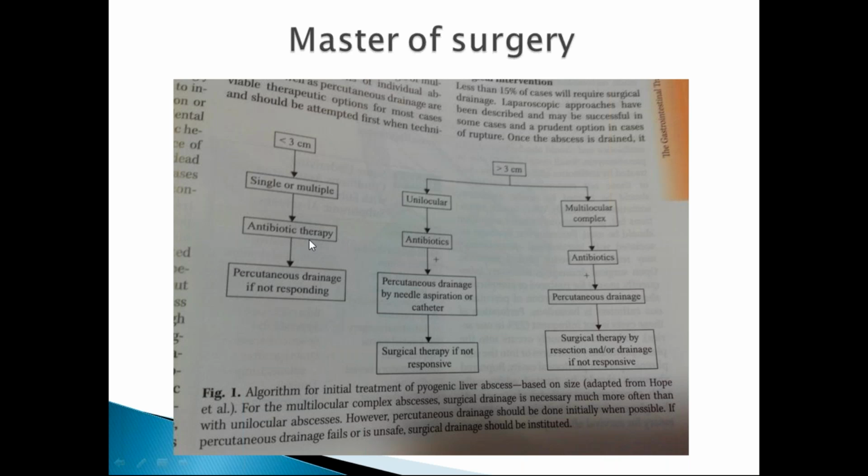Okay. So here the algorithm is given. If it is less than 3 centimeters, single antibiotic therapy, percutaneous drainage if not responding to antibiotic treatment. But if it is more than 3, unilocular, percutaneous drainage. Then if it is not working, then surgical. Multilocular, direct surgery. Percutaneous drainage plus or minus is mentioned here, but even though percutaneous drainage is tried, usually it doesn't work really well. Surgical drainage if percutaneous drainage is not responsive.